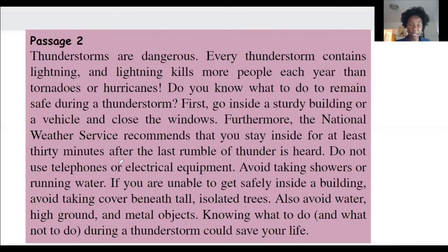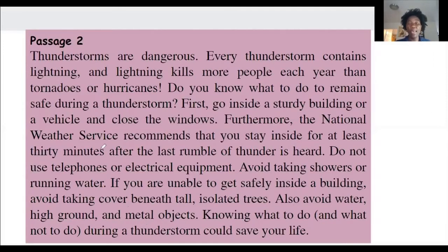Do not use telephones or electrical equipment. Avoid taking showers or running water. If you are unable to get safely inside a building, avoid taking cover beneath tall, isolated trees. Also, avoid water, high ground, and metal objects. Knowing what to do and what not to do during a thunderstorm can save your life.